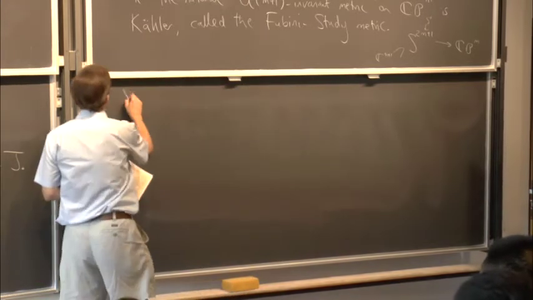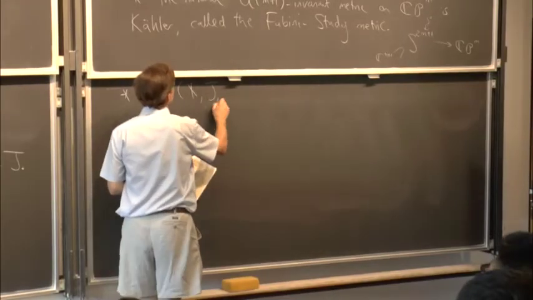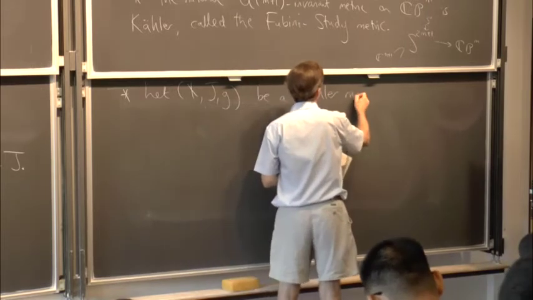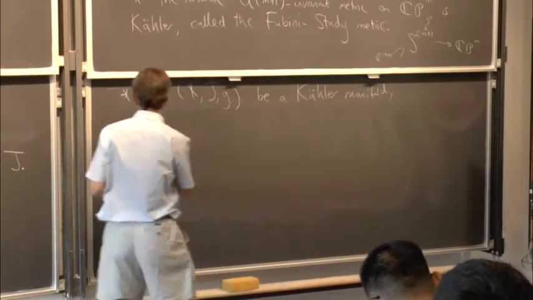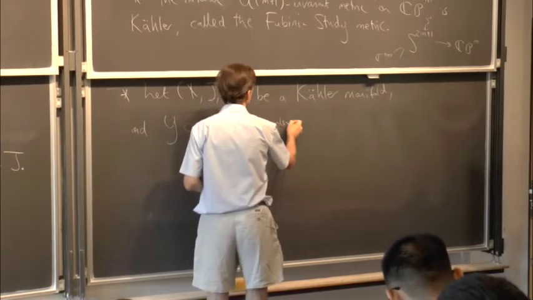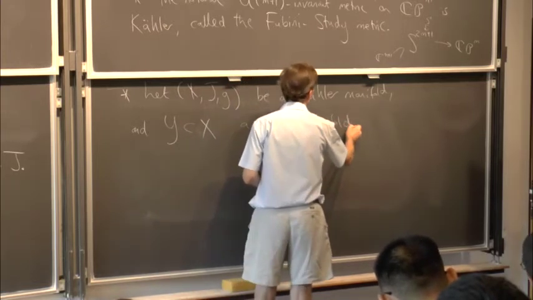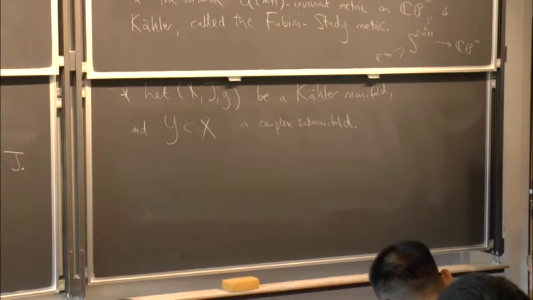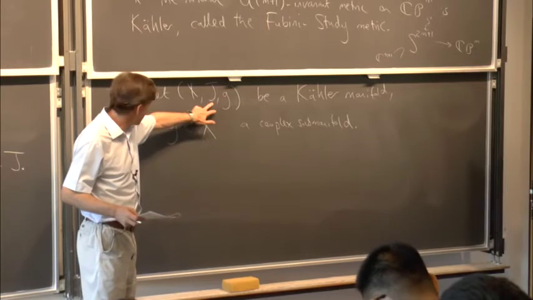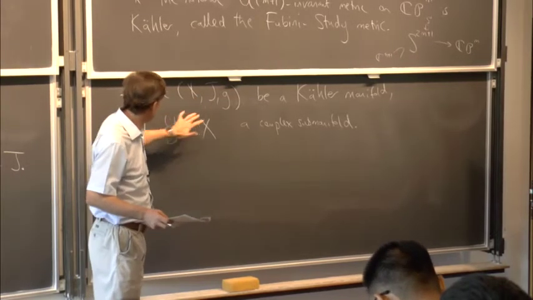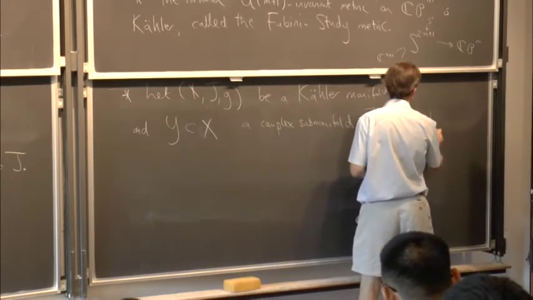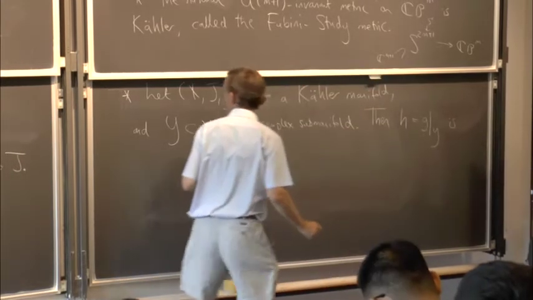Okay, so next, let (X, J, g) be a Kähler manifold, and Y, sitting inside X, a complex submanifold, meaning that Y is a real embedded submanifold of X, and the tangent bundle of Y is invariant under J as a subbundle of the tangent bundle of X restricted to Y. So then J restricts to a complex structure on Y, and h, which is g restricted to Y, is also a Kähler metric on Y.